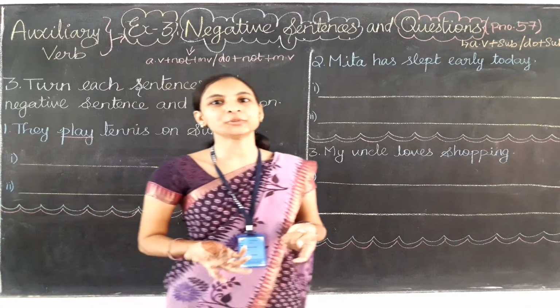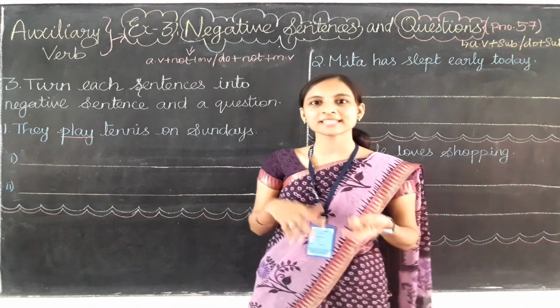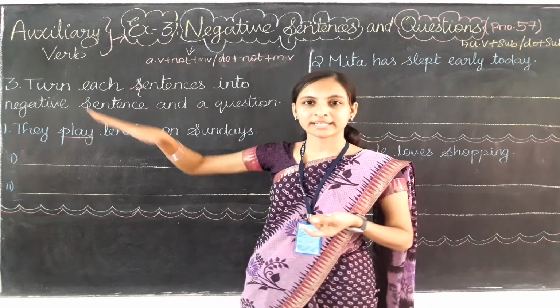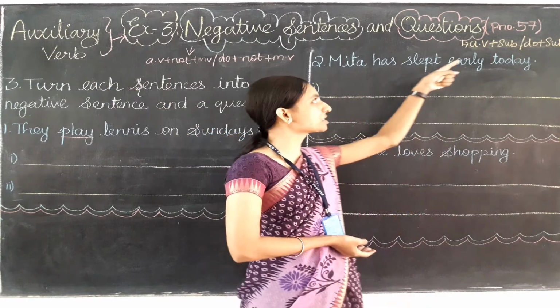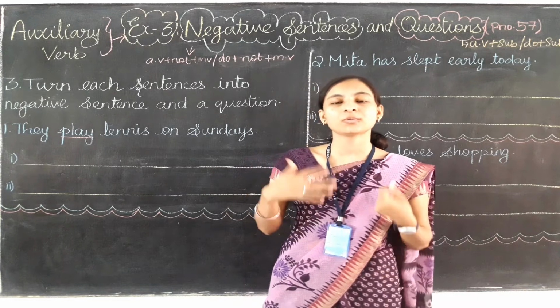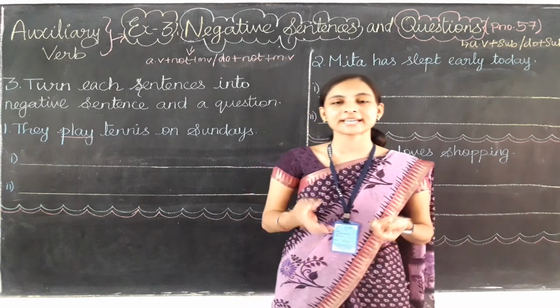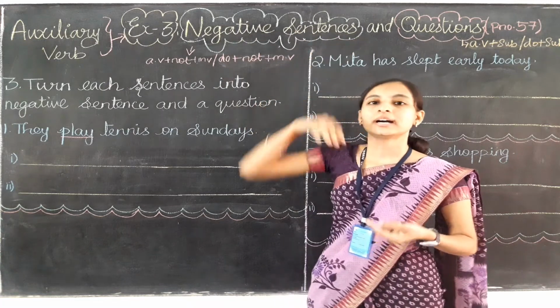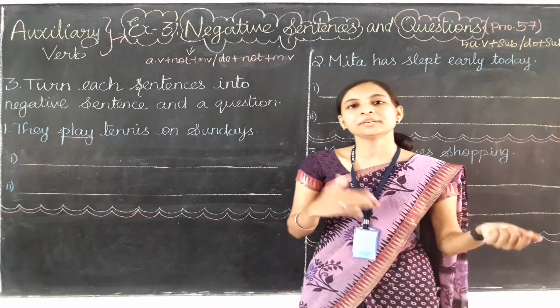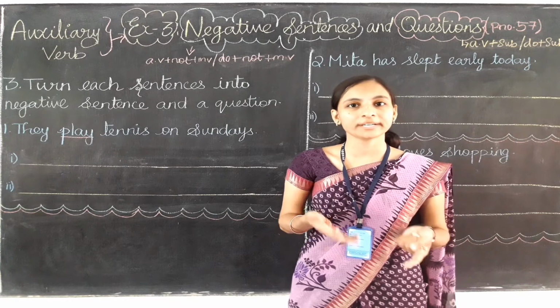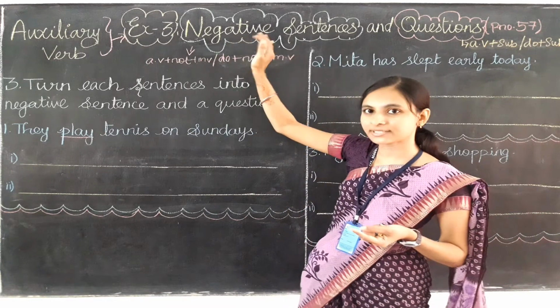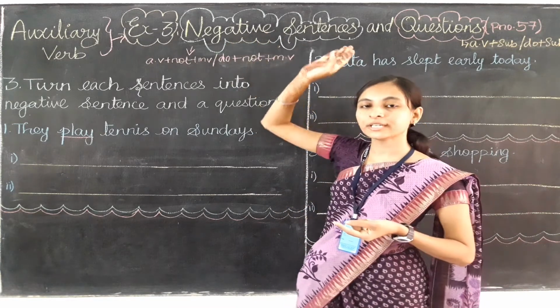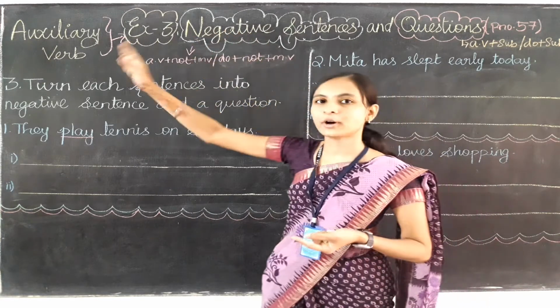In this video you are going to do another book back exercise on auxiliary verbs only. This is in your book, page number 57. In this exercise, you are going to make a negative sentence and also a question sentence. In the previous videos we have already learnt how to make negative sentences and question sentences with the help of auxiliary verbs.